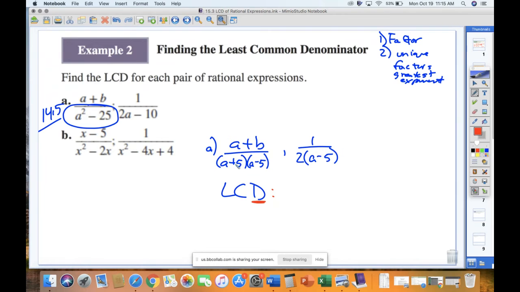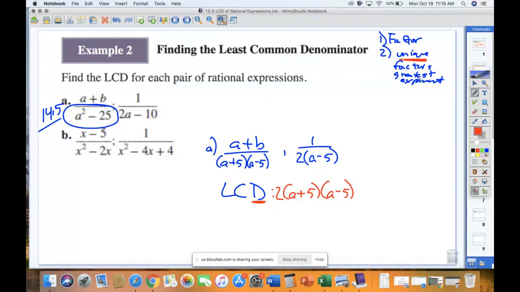So what are my factors? Well, I have a plus 5, a minus 5, and I have 2. Put the 2 out front. So 2, a plus 5, a minus 5. Notice I've already got a minus 5 listed. I'm not going to list it again because I want unique, different factors. A minus 5 here is not unique to this a minus 5.